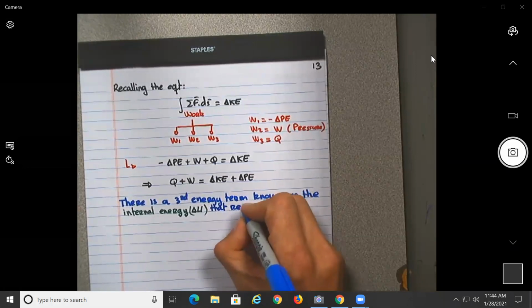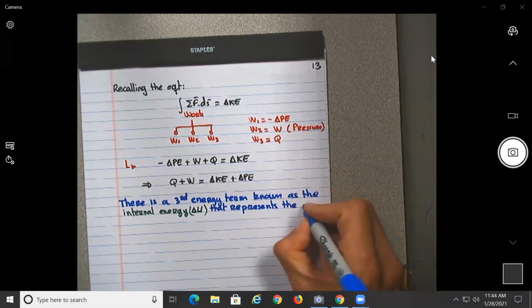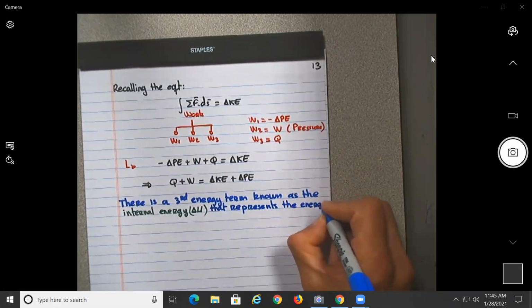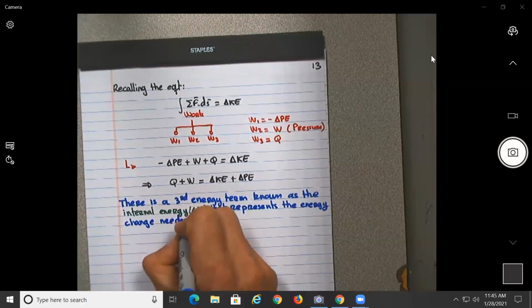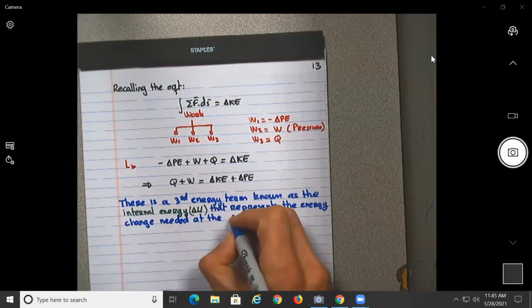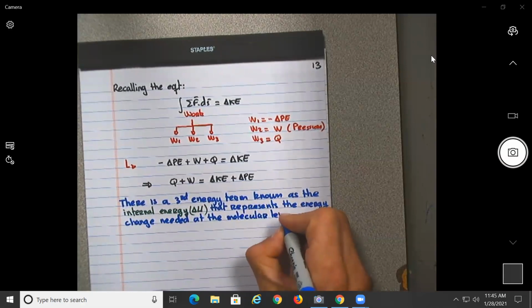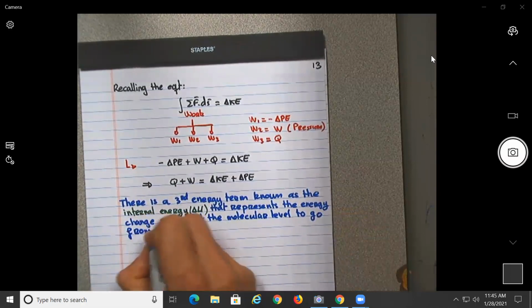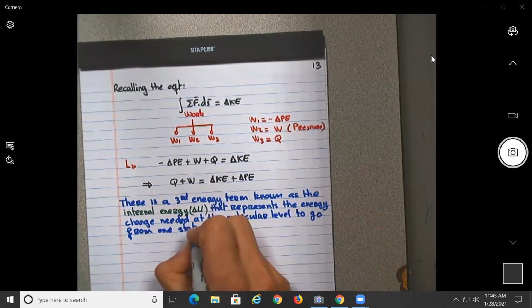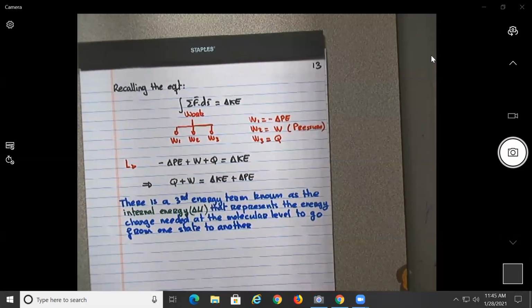That represents the energy change needed at the molecular level to go from one state to another. So again, it's easy to understand.